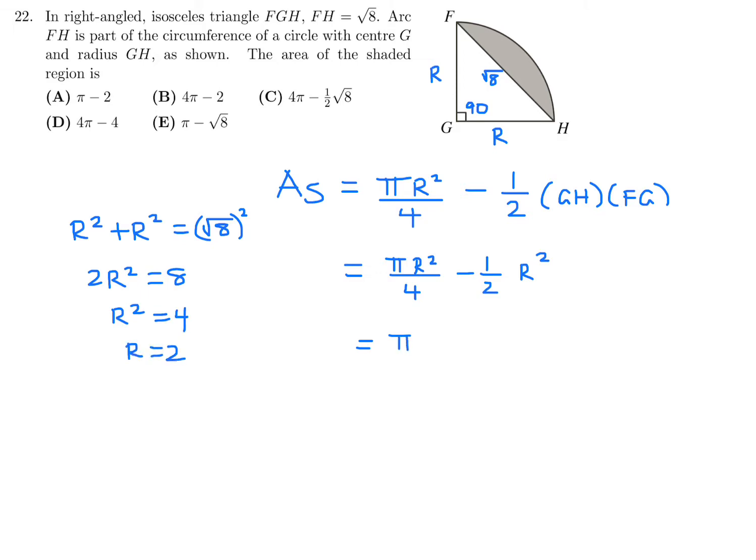So we have pi times 2 squared over 4 minus 1/2 times 2 squared. This is going to be pi, and this is 4 divided by 2, which is just 2. So there you go. Area of the shaded region is pi minus 2. So number 22, the answer is A.